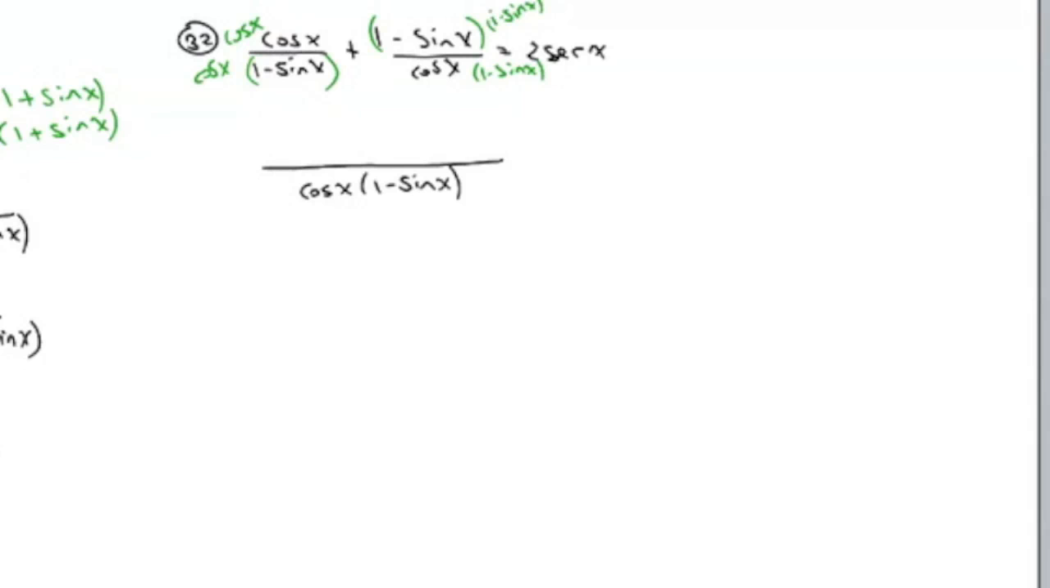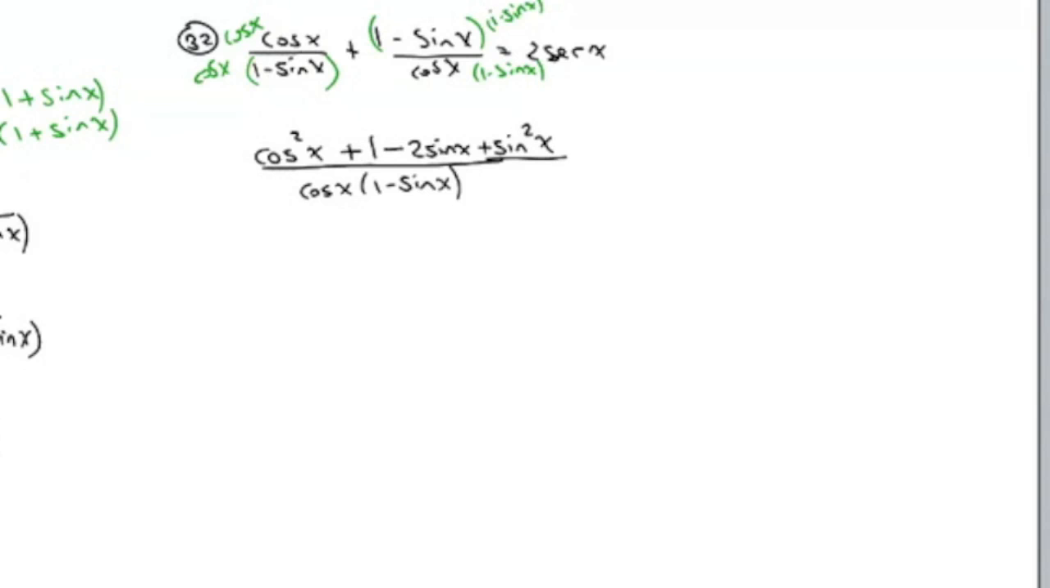Cosine squared. You gotta give me some time. That's the easy part anyways. Plus, this is the second easy part. It's gonna be 2 minus. 1, 2 minus both 1, that's another easy part. Minus 2 sine x, plus sine squared x.